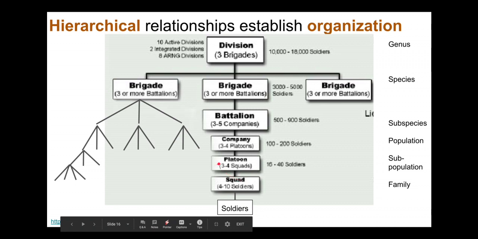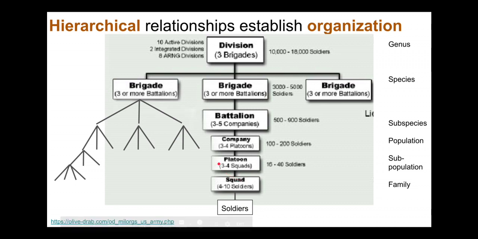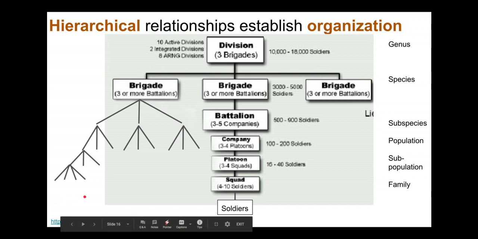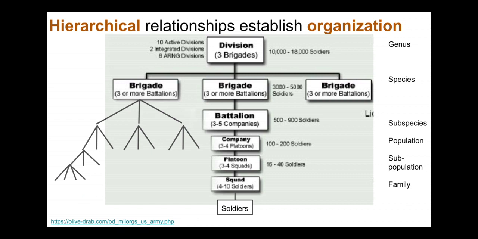All squads are organized into platoons. All platoons occur in companies. All companies are in battalions. All battalions are in brigades. And all brigades are in divisions. So this spreads out into a branching hierarchical tree where we start here at brigades, battalions, companies, platoons, squads, and then soldiers would be down here, with the hierarchy spreading out branch-like, tree-like, or rather root-like in this case.